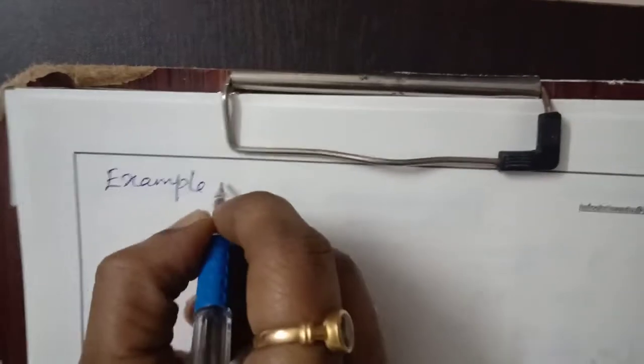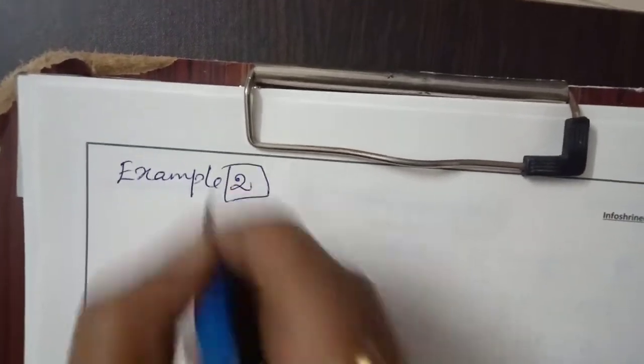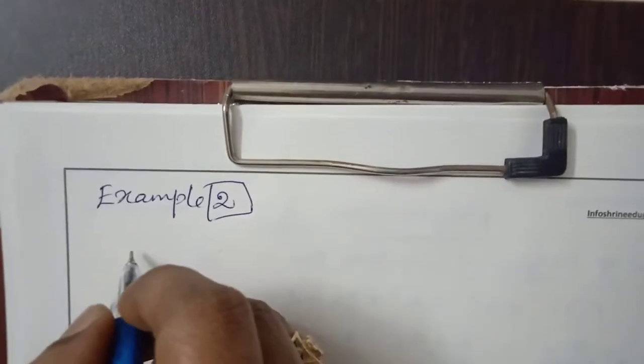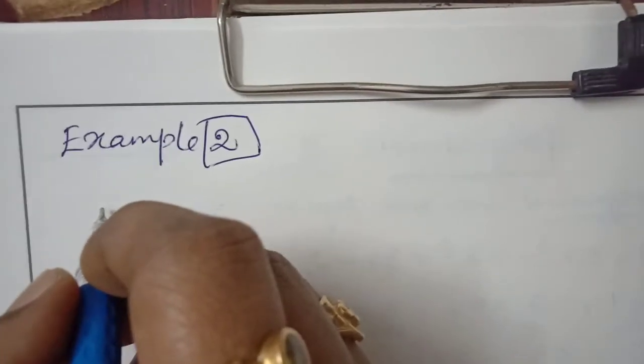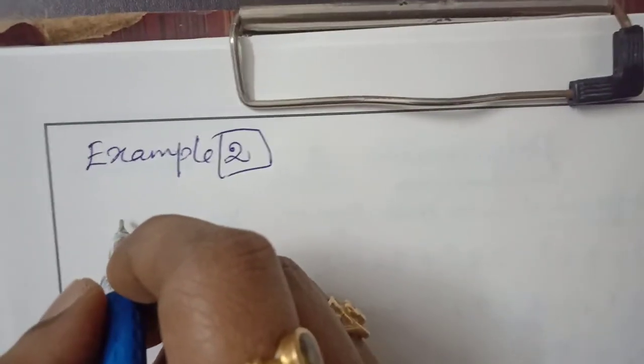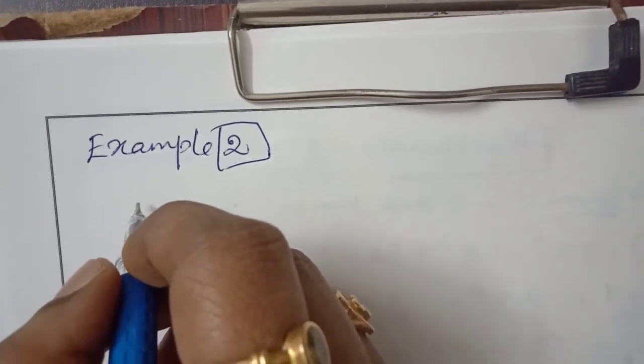Okay, now again page number 32. We are going to do example 2. Now read the question. Find the value of each of the following polynomial at the indicated value of variables. Now they have given the values.